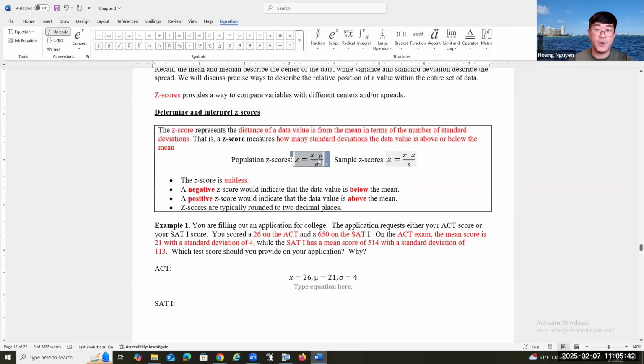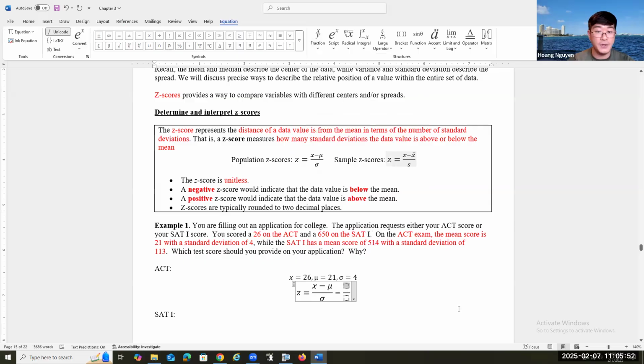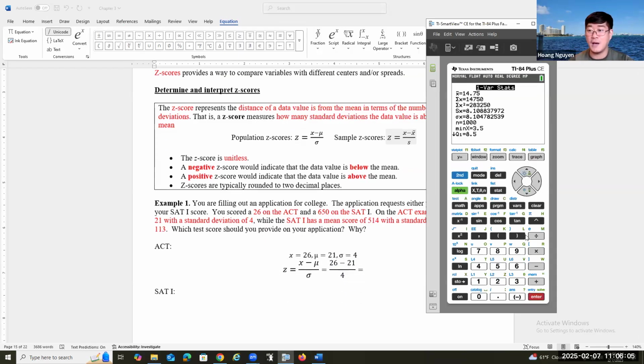Now I'm just going to copy these formulas, plug in the values, and work out the calculation. On the numerator, we take the x value, which is 26. The mean is 21, and the standard deviation equals 4. So let's work out the z-score of a score of 26 on the ACT: 26 take away 21, divide the difference by 4. That's 1.25.